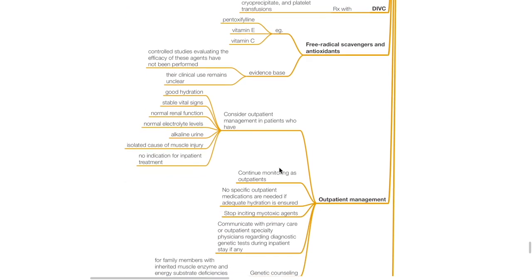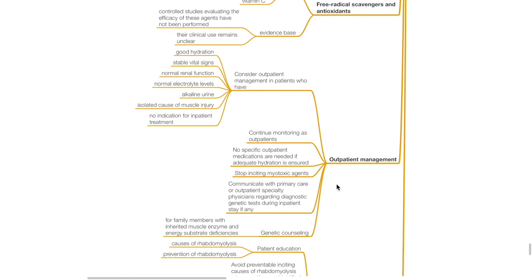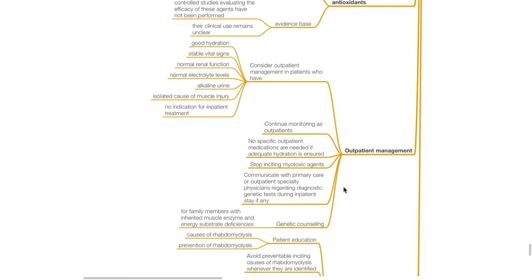Outpatient management. Consider outpatient management in patients who have good hydration, stable vital signs, normal renal function, normal electrolyte levels, alkaline urine, isolated cause of muscle injury, and no indication for inpatient treatment. Continue monitoring as outpatients. No specific outpatient medications are needed if adequate hydration is ensured. Stop inciting myotoxic agents.